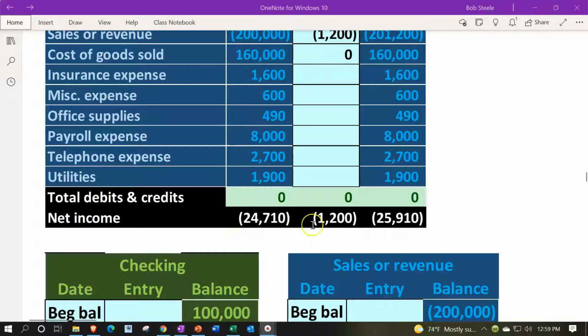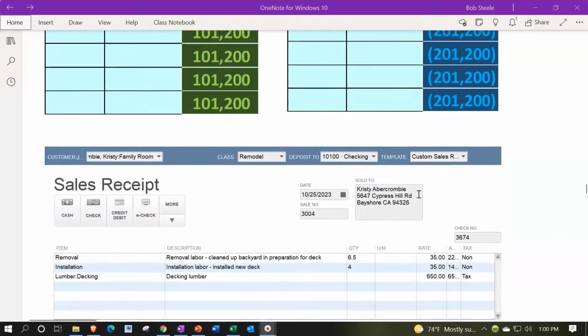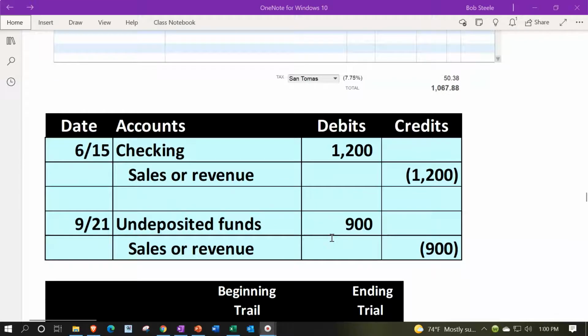It goes up in the credit direction, the brackets being credits, not a negative number, not a loss, to $25,910. The GL account then, $100,000 for the checking account, went up by the $1,200 to $101,200. The sales account is going up from the $200,000 by the $1,200 to the $201,200.